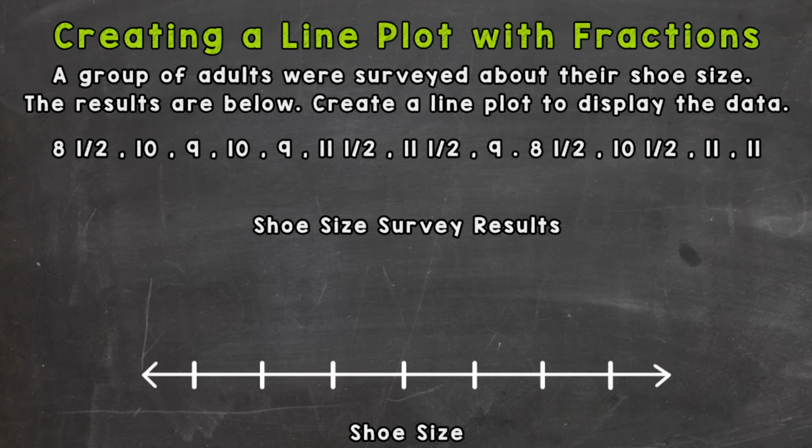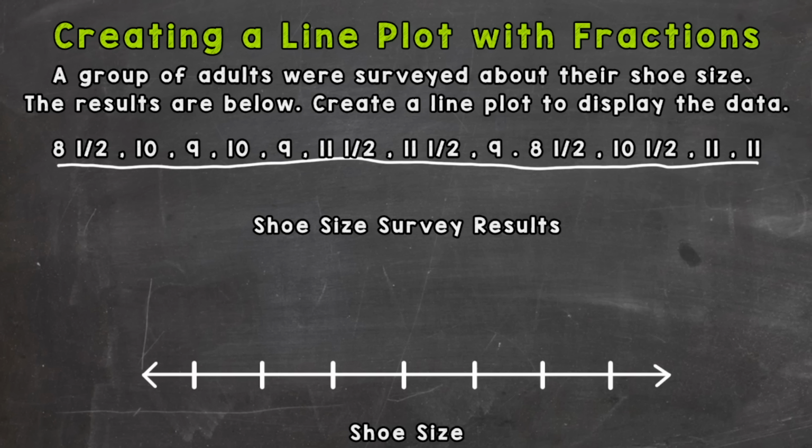So a group of adults were surveyed about their shoe size. The results are below. Create a line plot to display the data. So here are the survey results. And it's in no particular order. So what I would suggest would be to put this data in order from least to greatest. That way it helps us get organized and makes the process of creating the line plot a little easier.